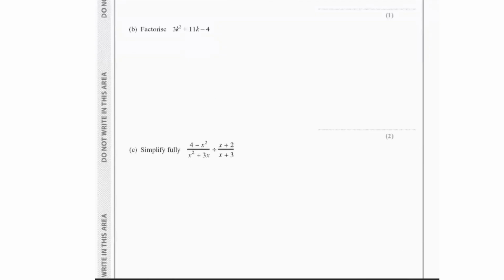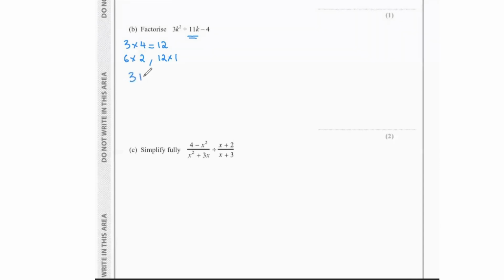Part B says factorize 3k squared plus 11k minus 4. You can use the quadratic formula if you're comfortable with that, or you can use the splitting the middle term. So what we do is you multiply the coefficient of k squared with the constant. So 3 times 4, that gives us 12. Now we find factors of 12. Factors of 12 other than 3 and 4 are 6 and 2 and 12 and 1. Once you've listed your factors, you choose that set of factors which can be added or subtracted to give the middle term, which is 11 over here. So we know 12 minus 1 is 11.